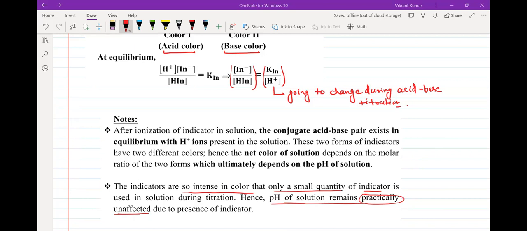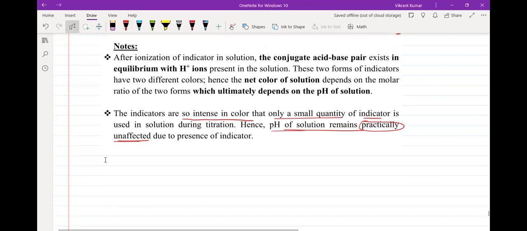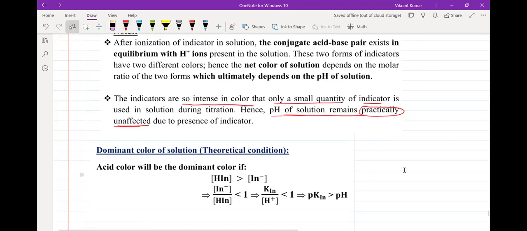Okay. So for that there are two cases. If I want acid color to be dominant, see what will happen. We will say that if HIN is greater than IN minus, that will have acid color as the dominant color, because HIN's color was called the acid color, right? When we say acid color, it is the color of HIN. Now it is a simple thing: if HIN is greater than IN minus, that is going to give you the acid color as the dominant color. Now, if you see the topic carefully, I have written dominant color of the solution. It is a theoretical condition. Later we'll talk about some practical things. We'll discuss that. But theoretically, definitely, if HIN is more than IN minus, we are going to have acid color as the dominant color. I've changed my word.